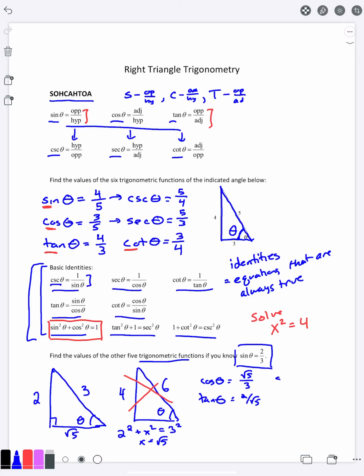Then we have the reciprocals. Secant would be 3 over root 5. Cotangent would be root 5 over 2. And lastly, cosecant is the reciprocal of our sine, which is 3 over 2.